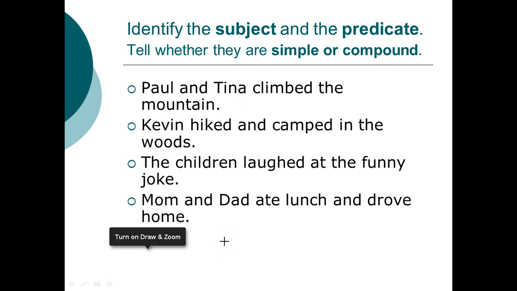Okay, so let's take a look at these sentences here. And we have Paul and Tina climb the mountain, and you can see that Paul and Tina would be the compound subject there. So two subjects in the sentence. Kevin hiked and camped, so you can see hiked is a predicate, camped a predicate as well, so you can see compound predicate within that next sentence. And we can see the children laughed at the funny joke. So do not think that every sentence will have a compound subject or predicate. So we just have children as the subject, laughed as the predicate.